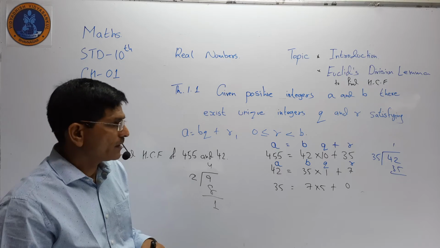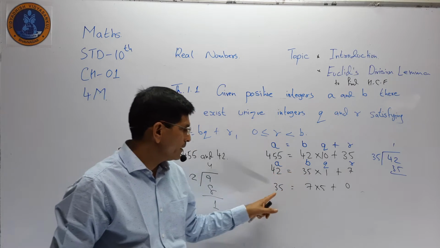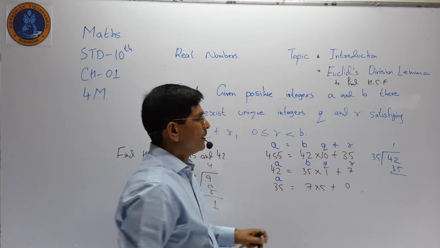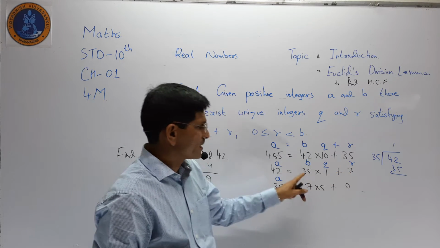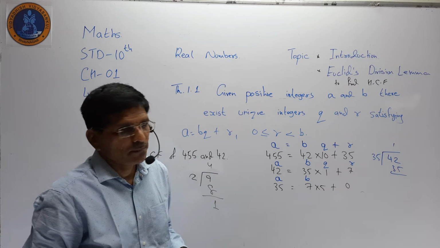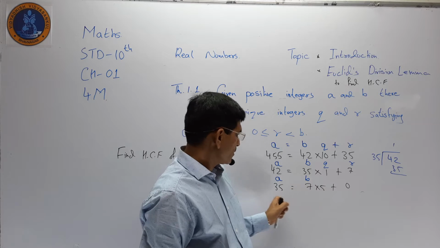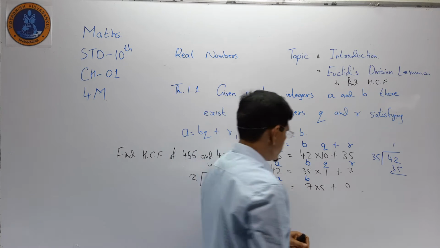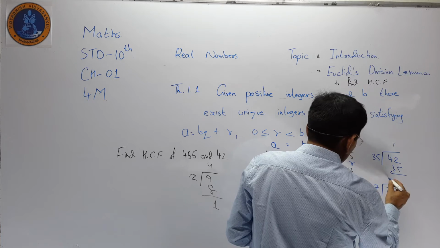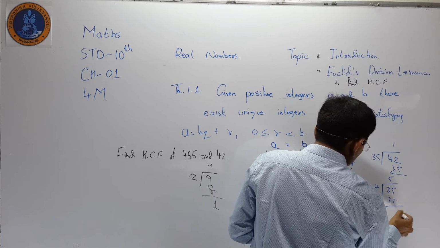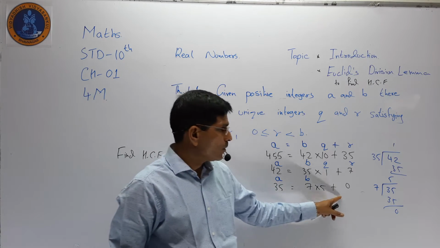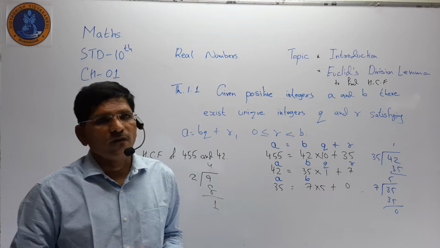Now what is the next step? My B must be A. The remainder must be B. Now 35 divided by 7. So 7 fives are 35. The remainder is 0. So now there are two ways I have to identify.